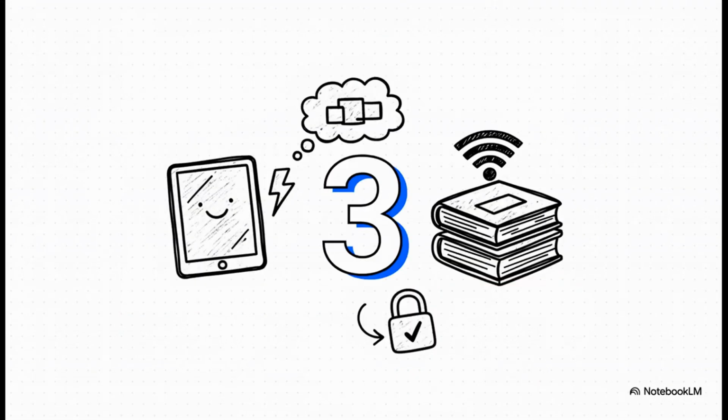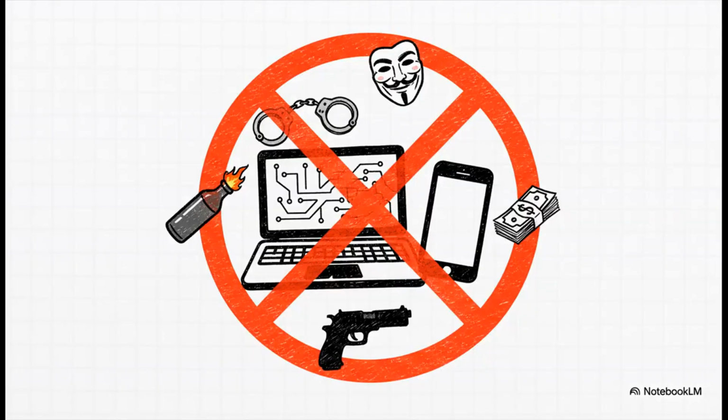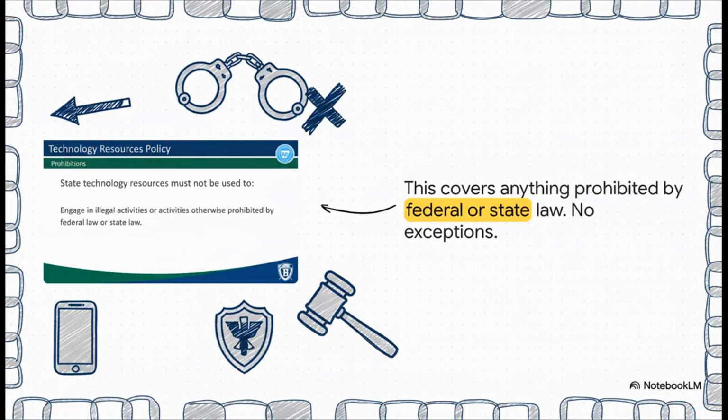All right, next up is rule number 3. This one's pretty straightforward. Don't use state tech for anything illegal. Seriously, no exceptions on this one. And to be crystal clear, that means anything against federal or state law.